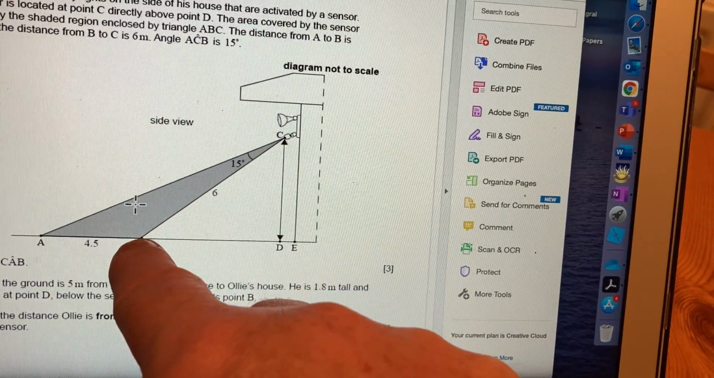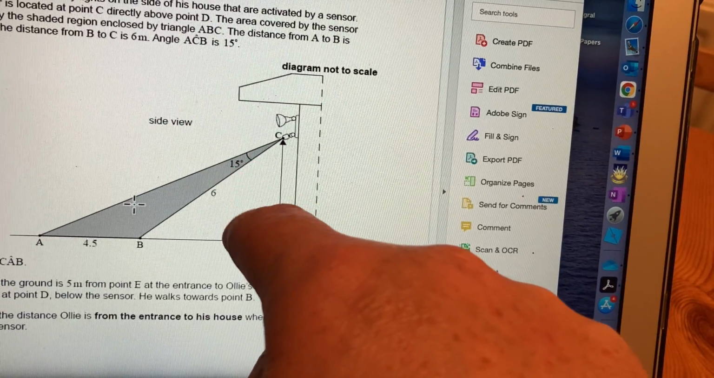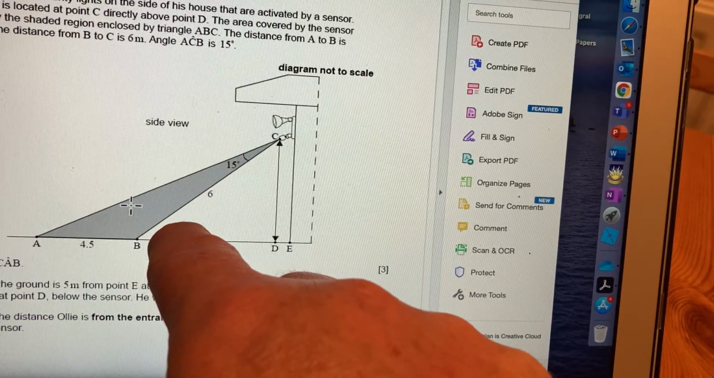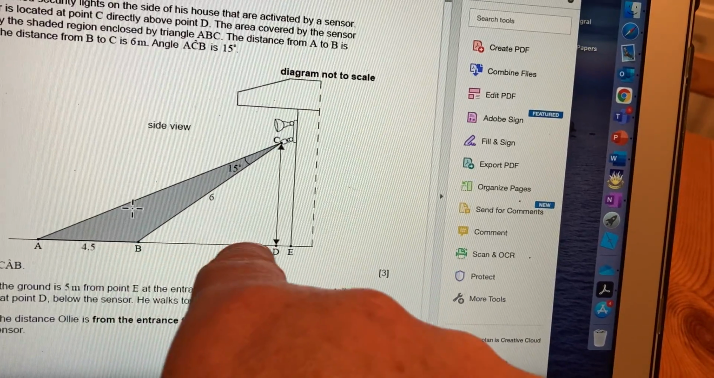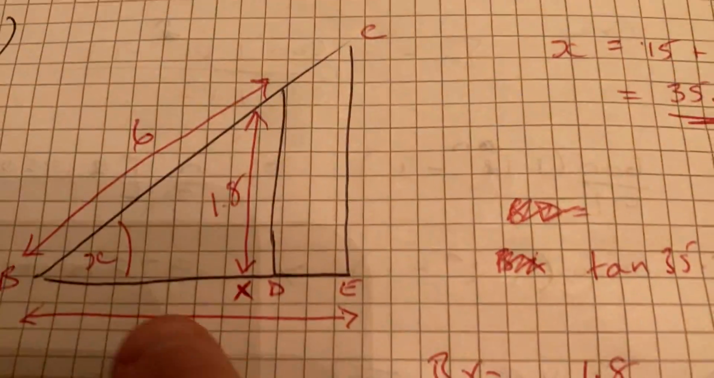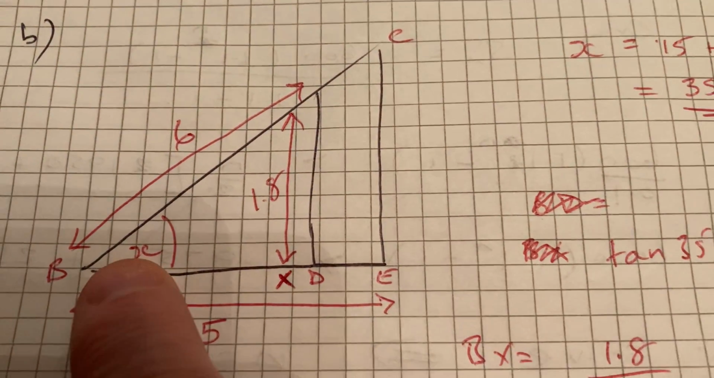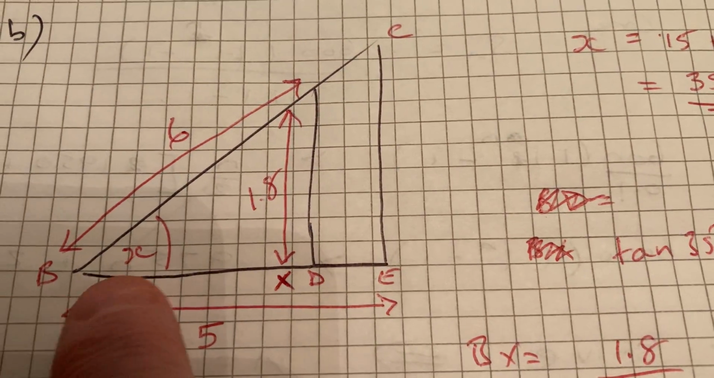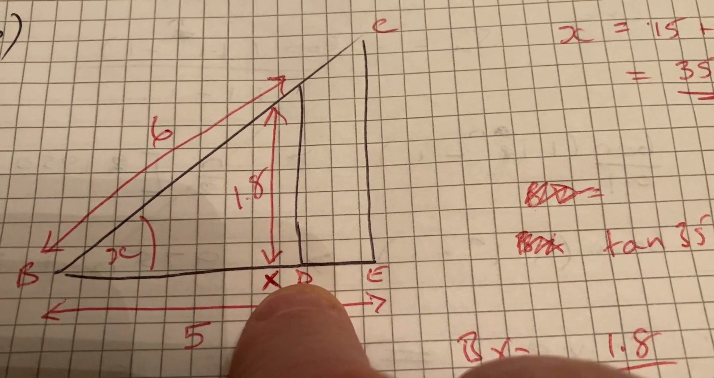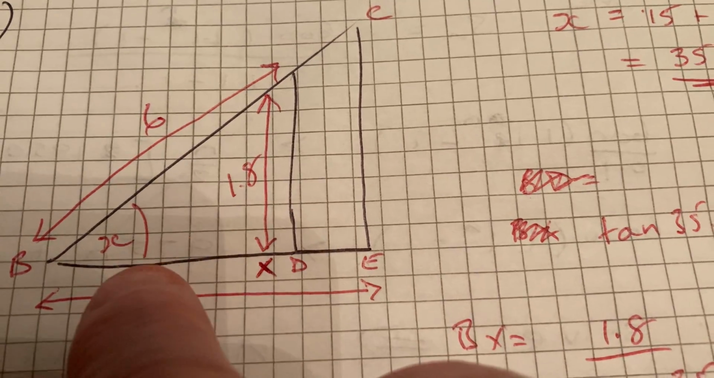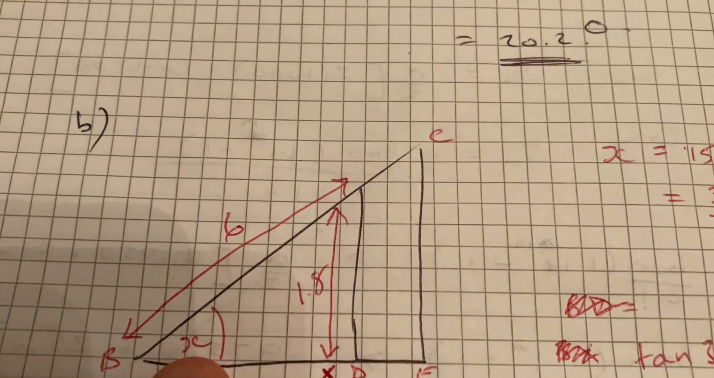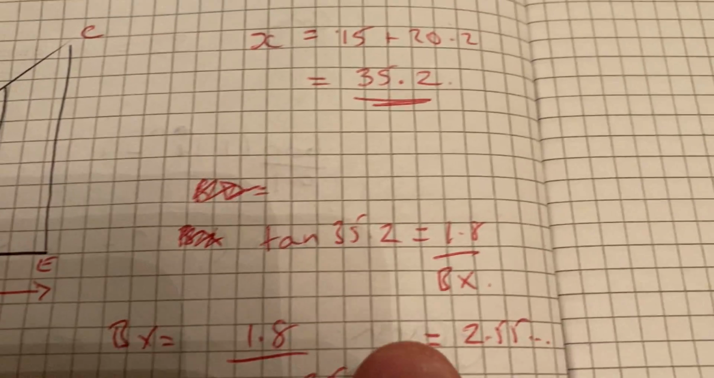Okay, so we make a triangle with a height of 1.8 here. We know that this angle is 35.2 degrees, and it's this distance here that we can find using a tan triangle. Okay, so ignore the 6. If this is 1.8 and I want to find this distance along to X here, BX, then it's a tan question, because this is the opposite and that was the adjacent, and we know the angle in there is 35.2.